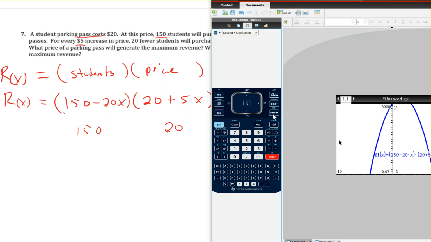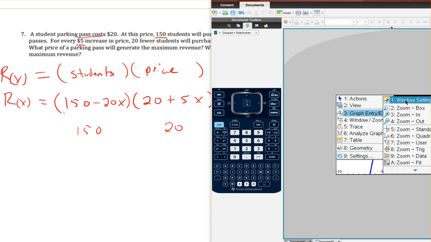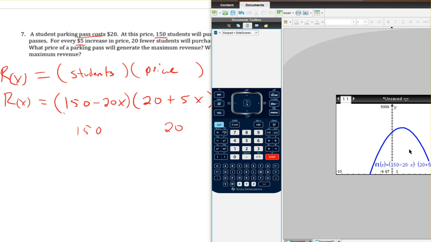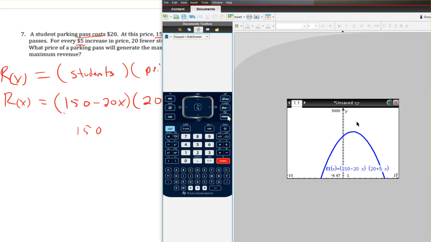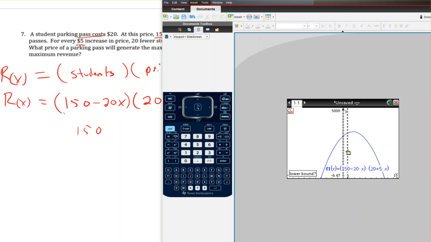Nope, not quite. Missed it again. Window. Let's go 5,000 even. All right, now we can really see it. Okay, now I'm going to go menu, analyze graph. That's a maximum. So go to the left, go to the right. So 1.75.